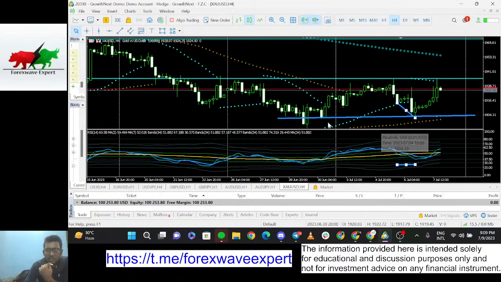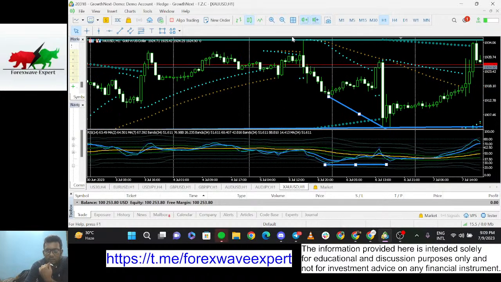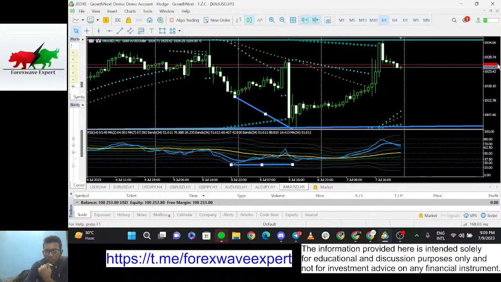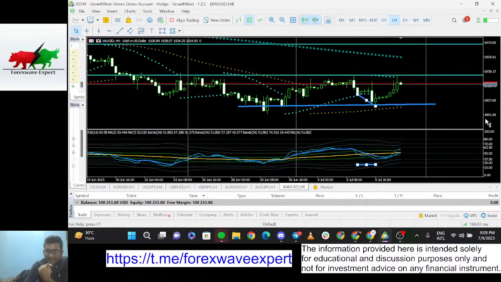Now, if we analyze the H1 charts, we can see that it has created a kind of box structure for the last 2 weeks. On the H1, when it went to this zone, it created a bearish impact, and the market eventually went a little bit bearish and then again bullish. Now, what could be our possible scenario for the upcoming week for gold on the technical aspect?